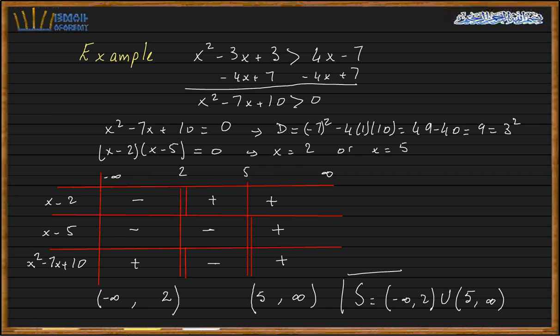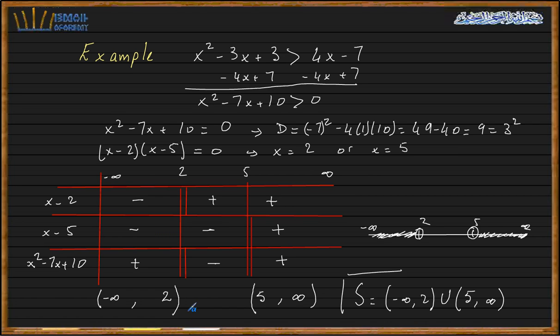If you do the number line, you can do it this way. So what you do, you put 2 and you put 5 and you put an open circle here. So this is my minus infinity, this is infinity, and you shade the part where it's positive. If you only use the number line.